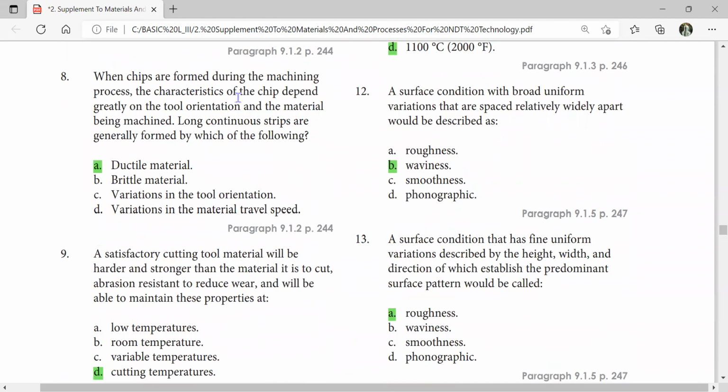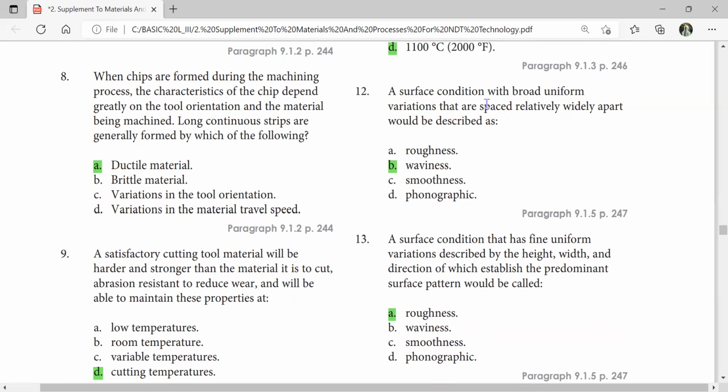When chips are formed during the machining process, the characteristics of the chip depend greatly on the tool orientation and the material being machined. Long continuous strips are generally formed by ductile material.